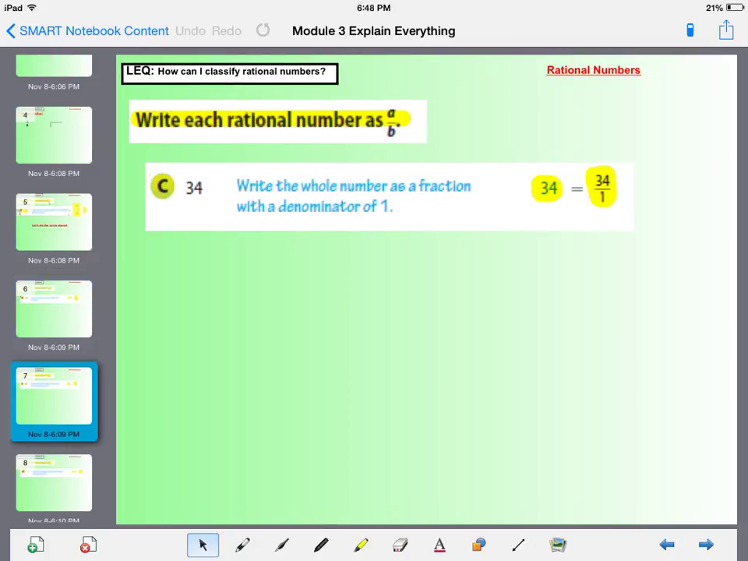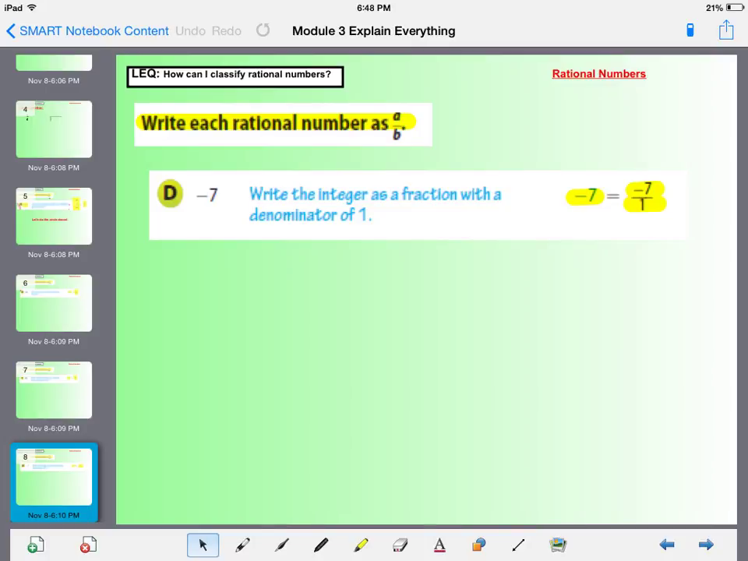Now, what happens when we have to write a whole number as a fraction, as a rational number? Well, if I have a whole number 34, what is it that I divide that by to end up with whole number 34? Well, that's simple. You take the number as the numerator, 34, divided by 1, and that is the fraction that will represent the whole number.